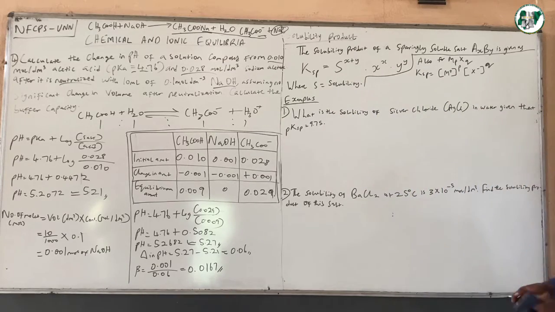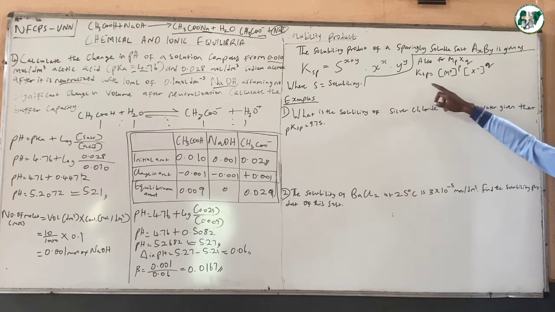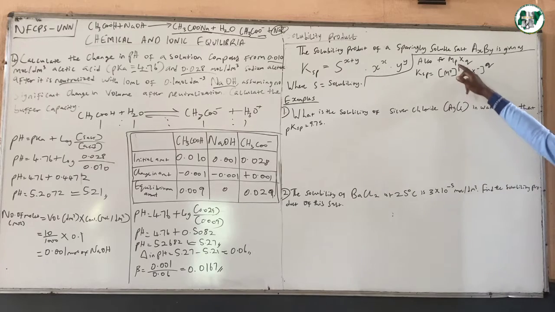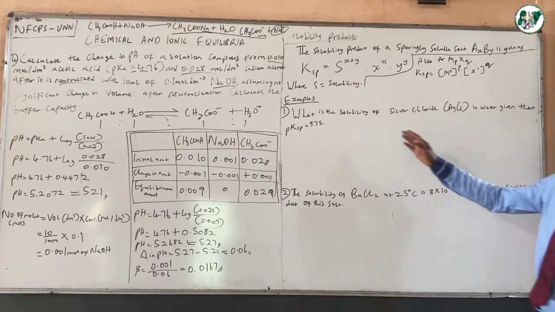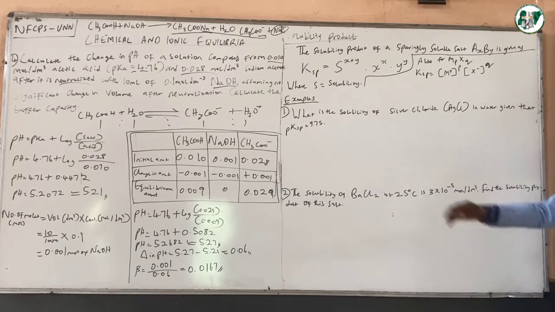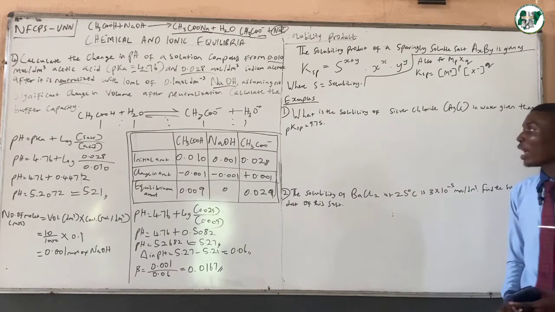Another formula you may want to use is for MpXq, Ksp is equal to the concentration of M plus, that's when it's dissociated, raised to the power of what you have at the base, and then the concentration of the X minus raised to the power of what you have at the base there, which is the q. So what we're going to be working with now, we'll do a few examples, 1, 2, 3, and then we're going to go over to common ion effect.